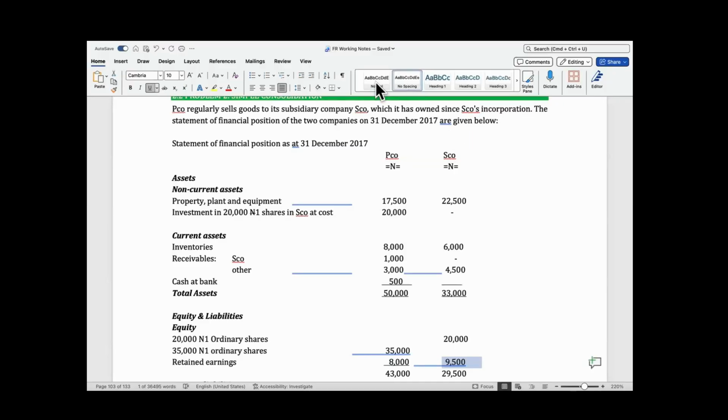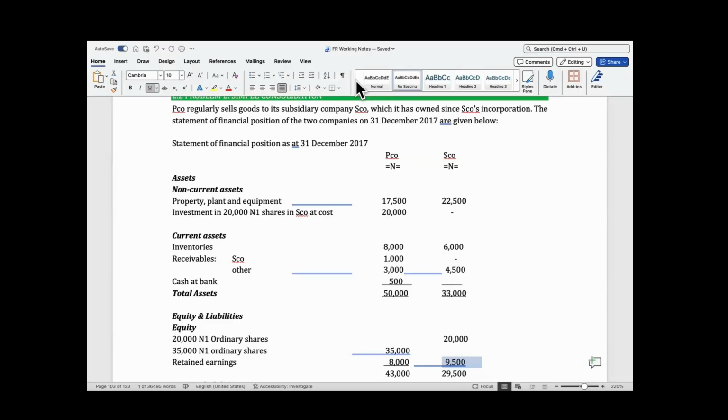Okay. Yeah, let's hear you out, Mustafa. Okay, good evening, sir. Good evening. Yes, my own contribution is that the investment in ESCO is stated at cost. And so that is why we have that value of 20,000 separately. But the retained earnings, since Pico also owns the whole of ESCO, the retained earnings is also owned by Pico invariably.